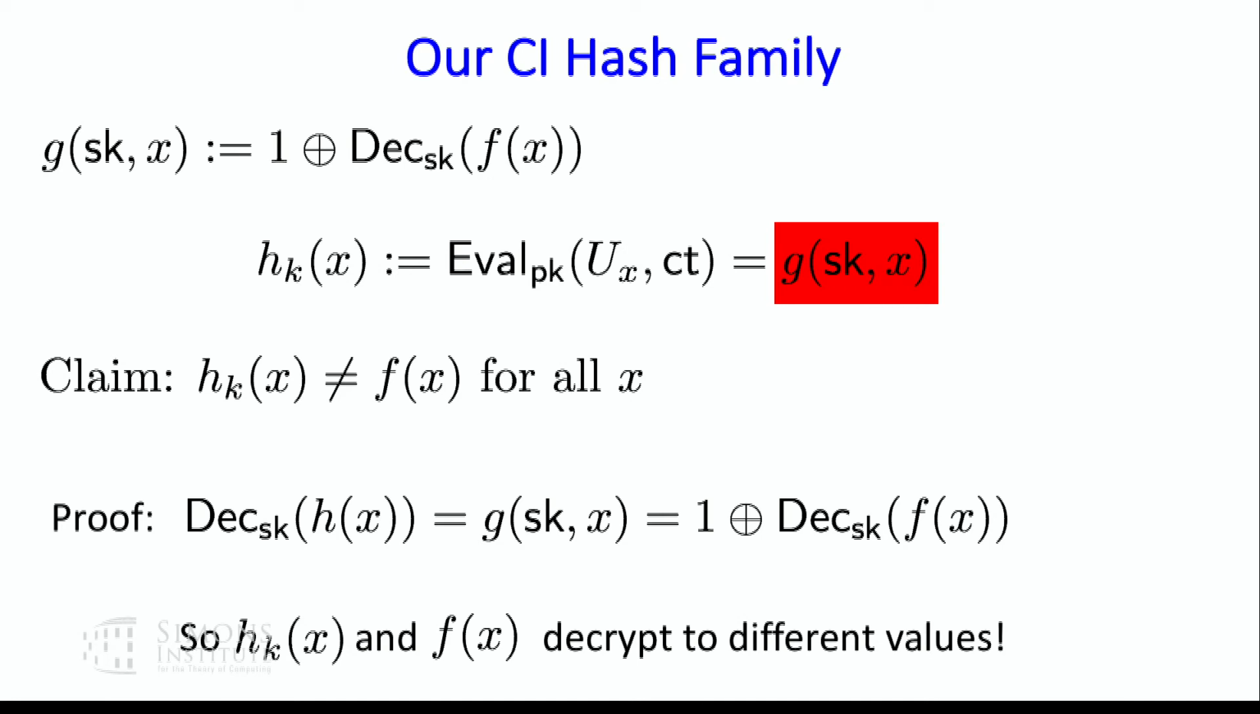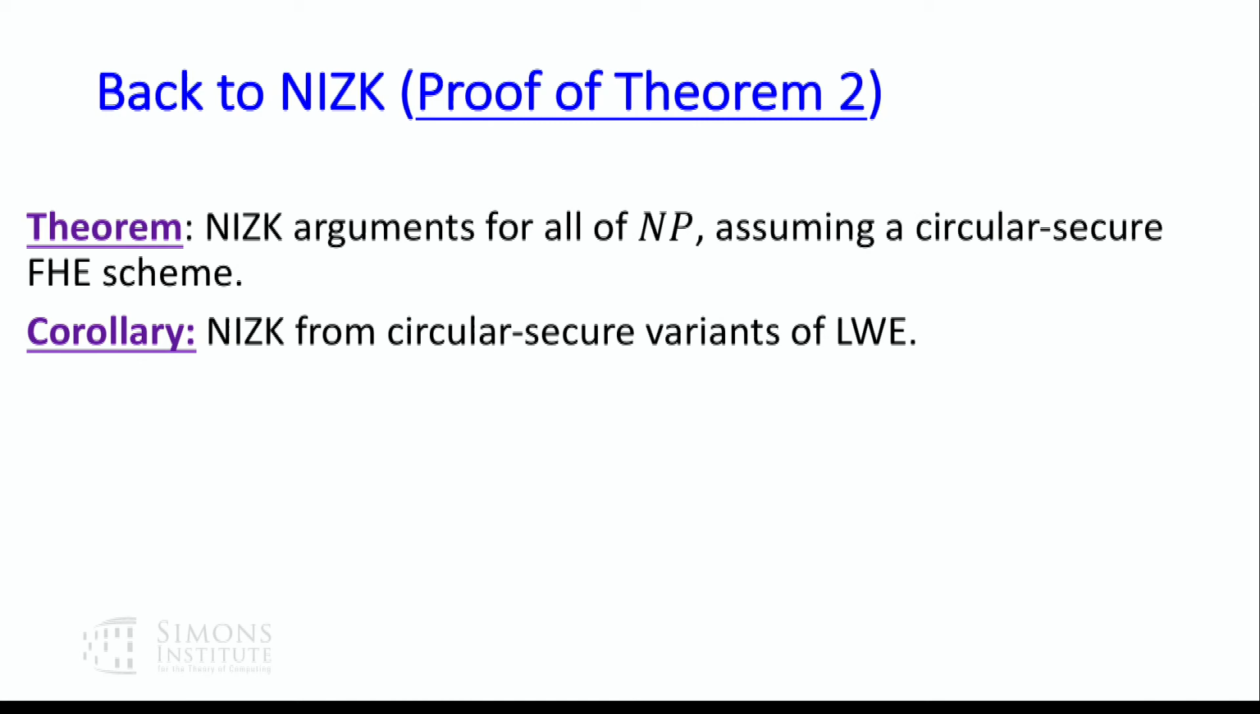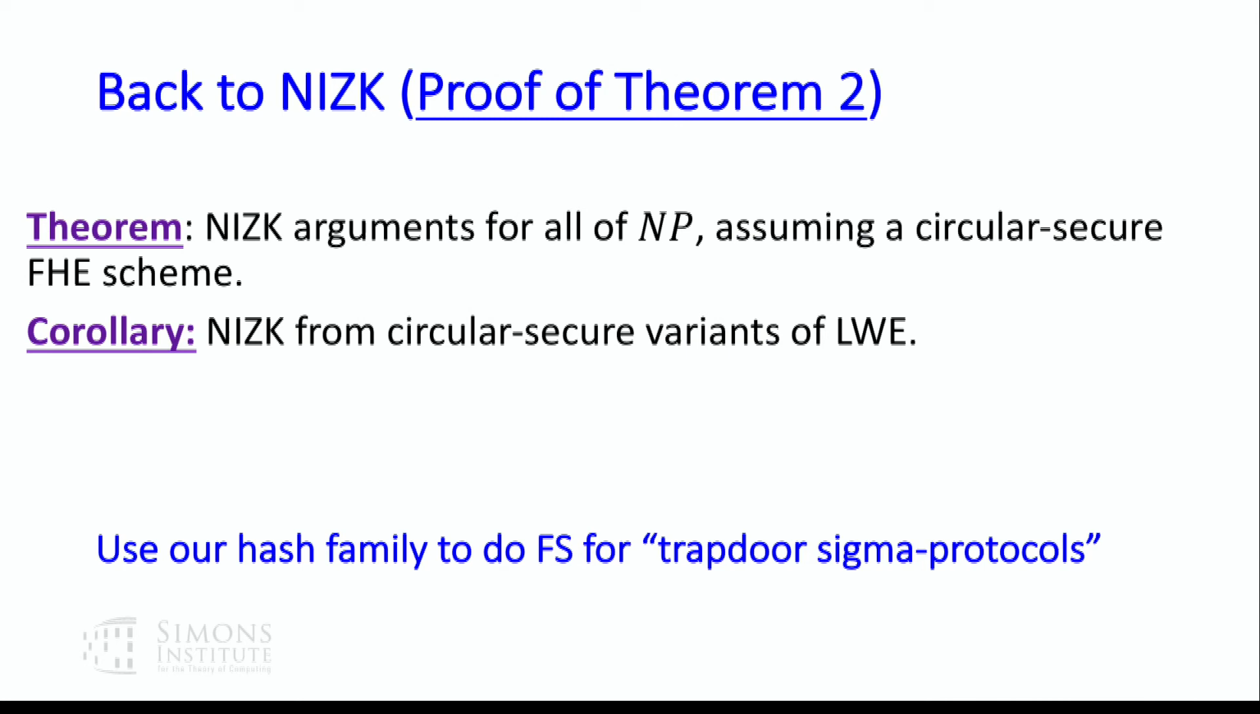After all, the proof is actually very simple. Okay. So finally, that was our hash function. I still haven't said how you get NISIC out of it. I haven't said how to compile classical zero-knowledge protocols. So in a few sentences, we compile a class of protocols that we abstract out as trapdoor sigma protocols.